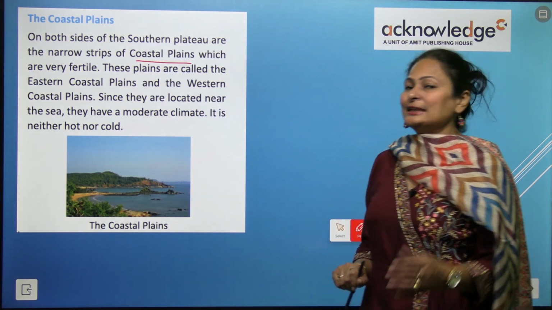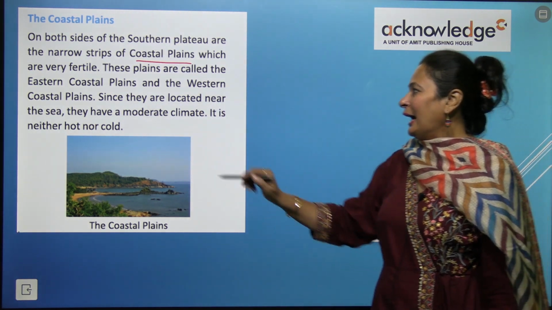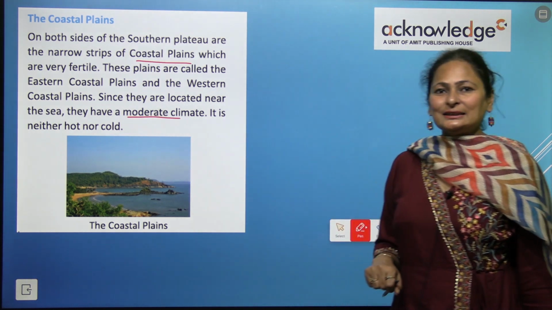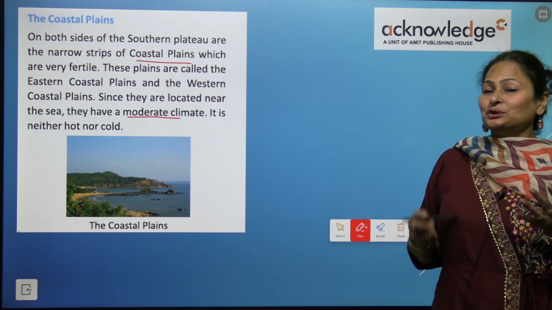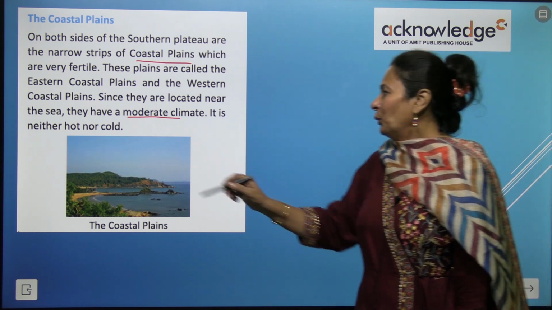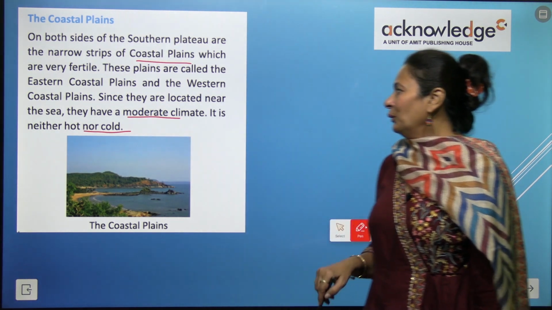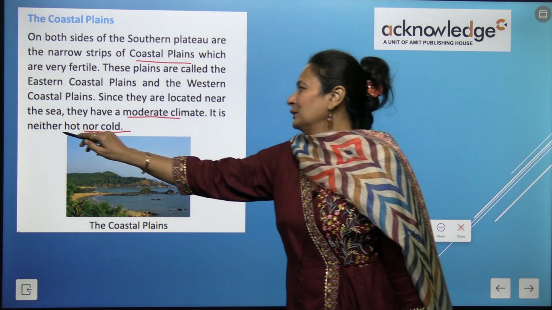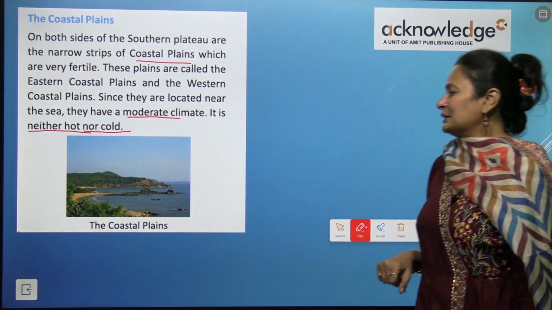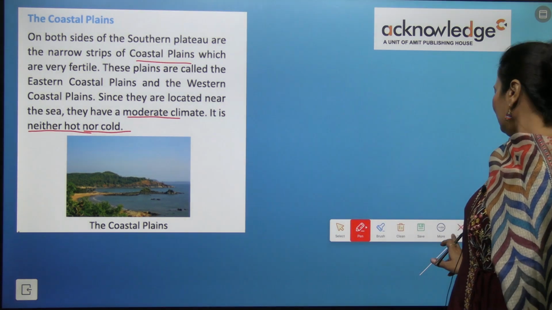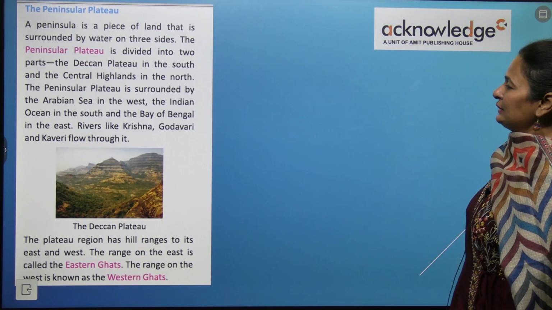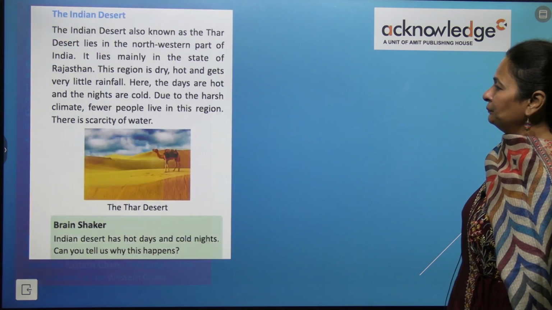Since they are located near the sea, they have a moderate climate. Moderate climate means the weather is neither too hot nor too cold. Yes, neither hot nor cold. The coastal plains. I'll show you the Eastern Coastal Plains and Western Coastal Plains in the map.